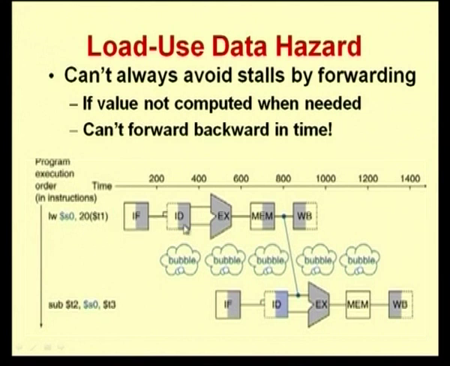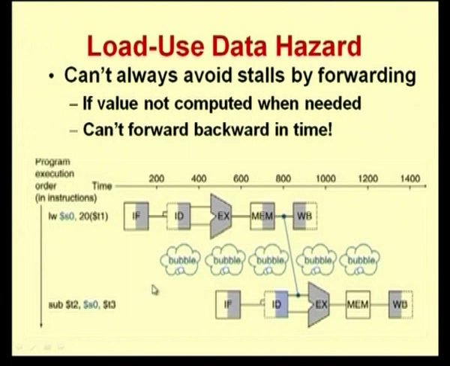So now fetch, decode, execute, mem. Now when is this S0 going to be available? Remember, not at the output of the EX stage, only at the output of the mem stage, because this value has to be got from memory. Okay. So the value is available over here.